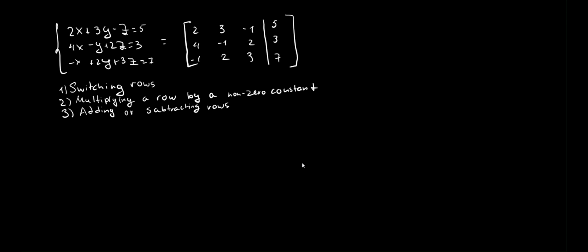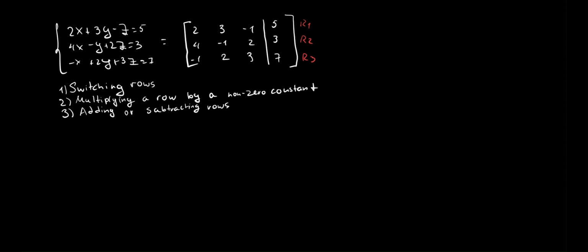In this lecture we'll be talking about matrices and focus on elementary row operations. In a matrix, each horizontal line is called a row. So this would be row 1, row 2, and row 3. And all of the vertical lines are called columns.